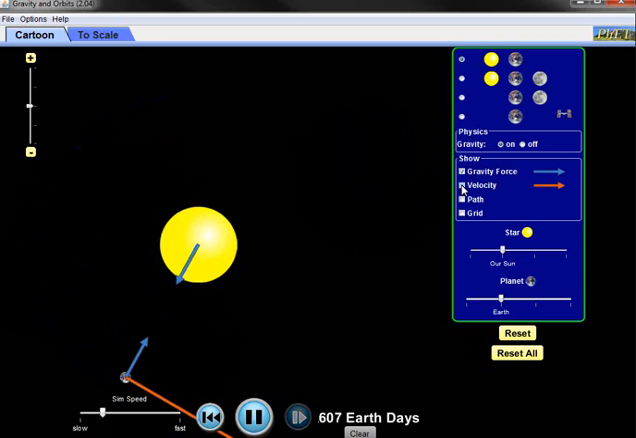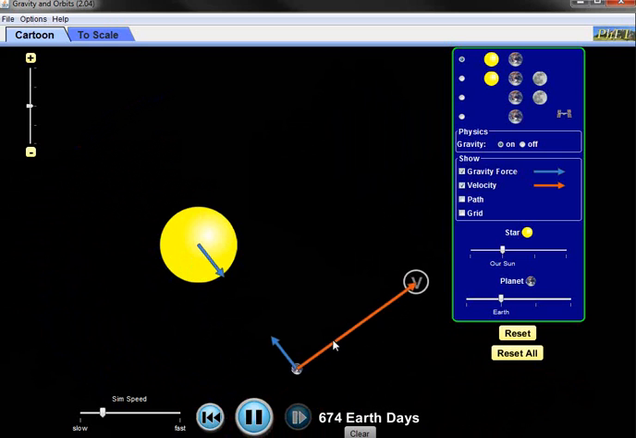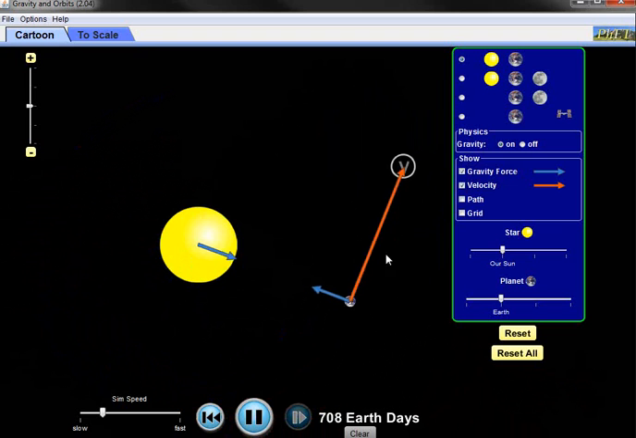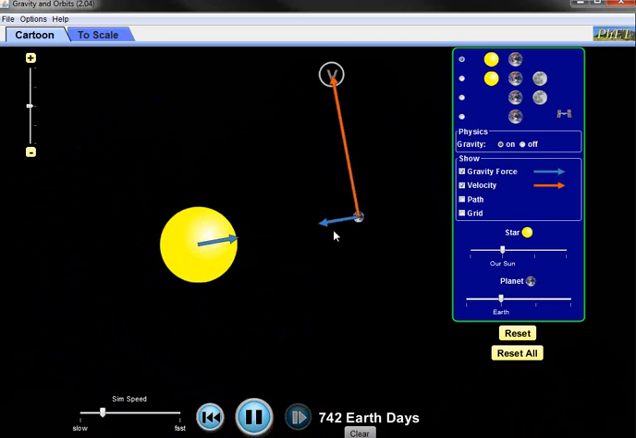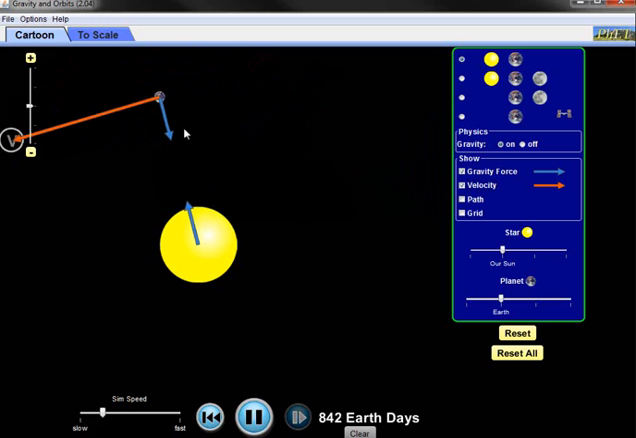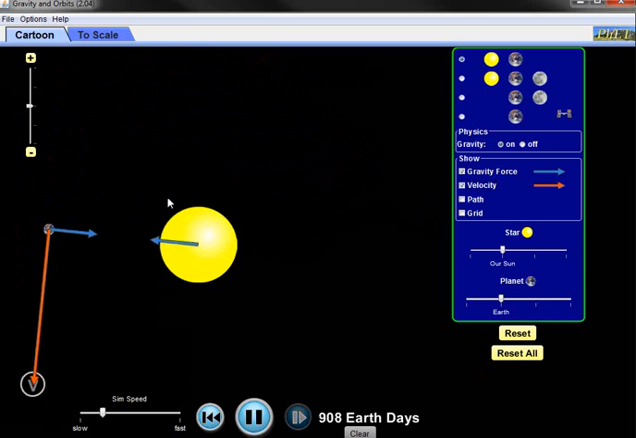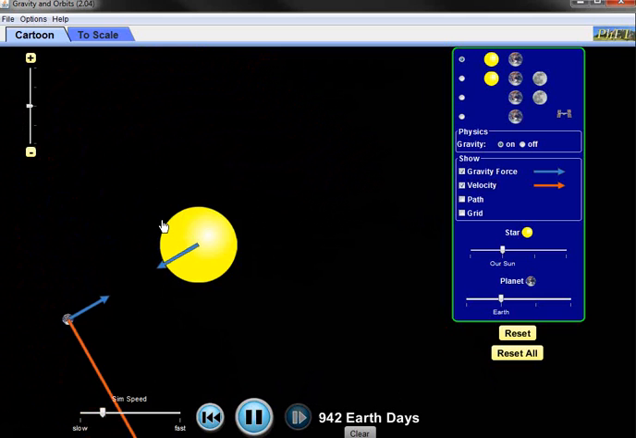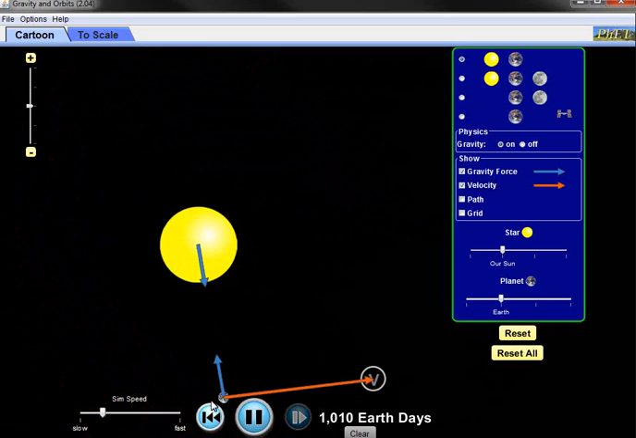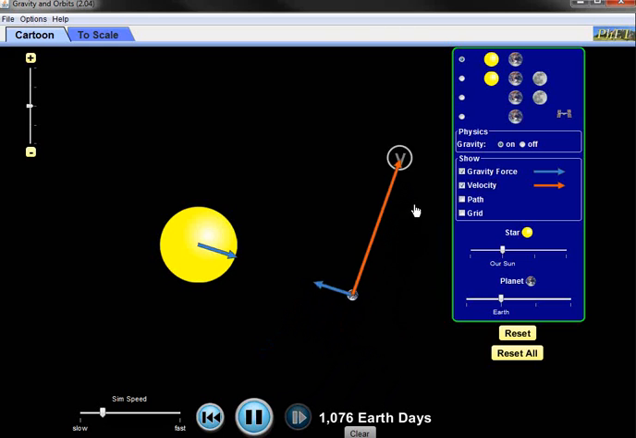Now let's put velocity in, and you will see that the Earth's velocity is perpendicular to the force of the Sun acting on it. So the effect of the force on the Earth isn't to increase the speed of the Earth, at least not to a very good approximation, to the approximation that the orbit is circular. It's simply to change the direction of the velocity vector.